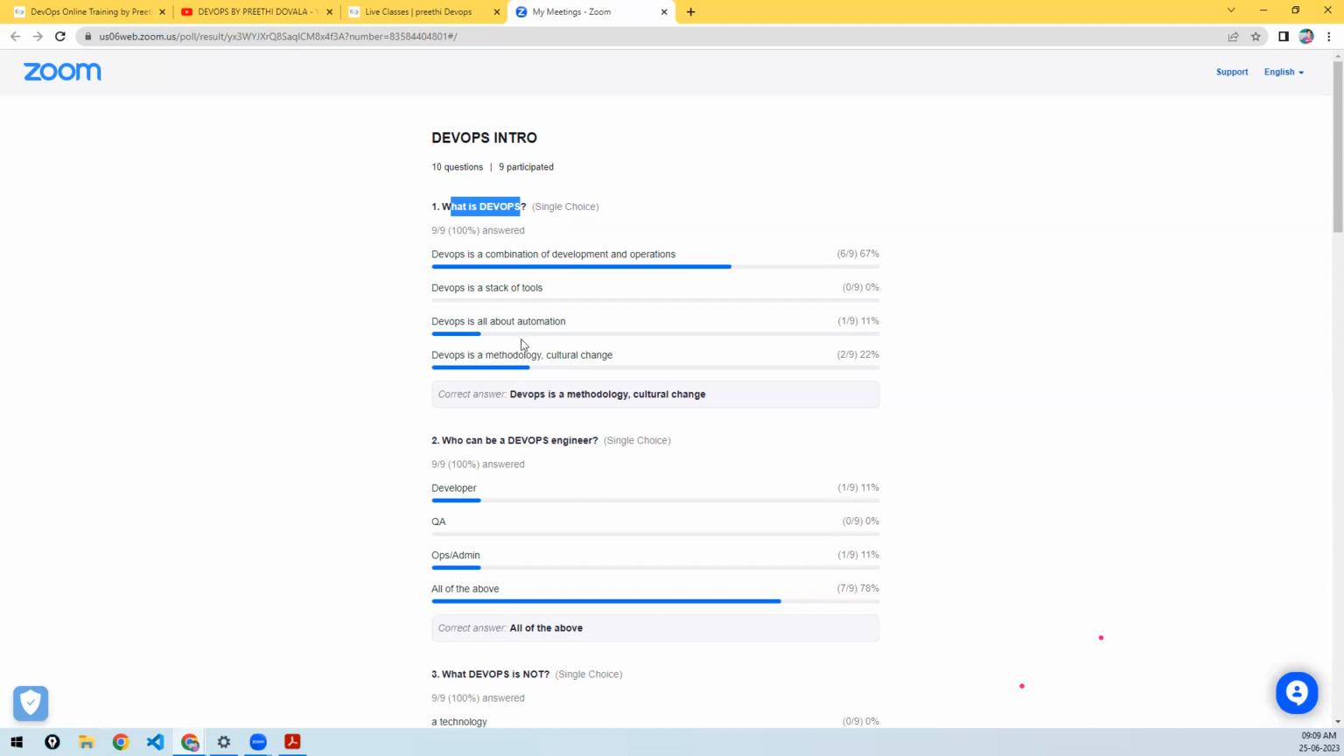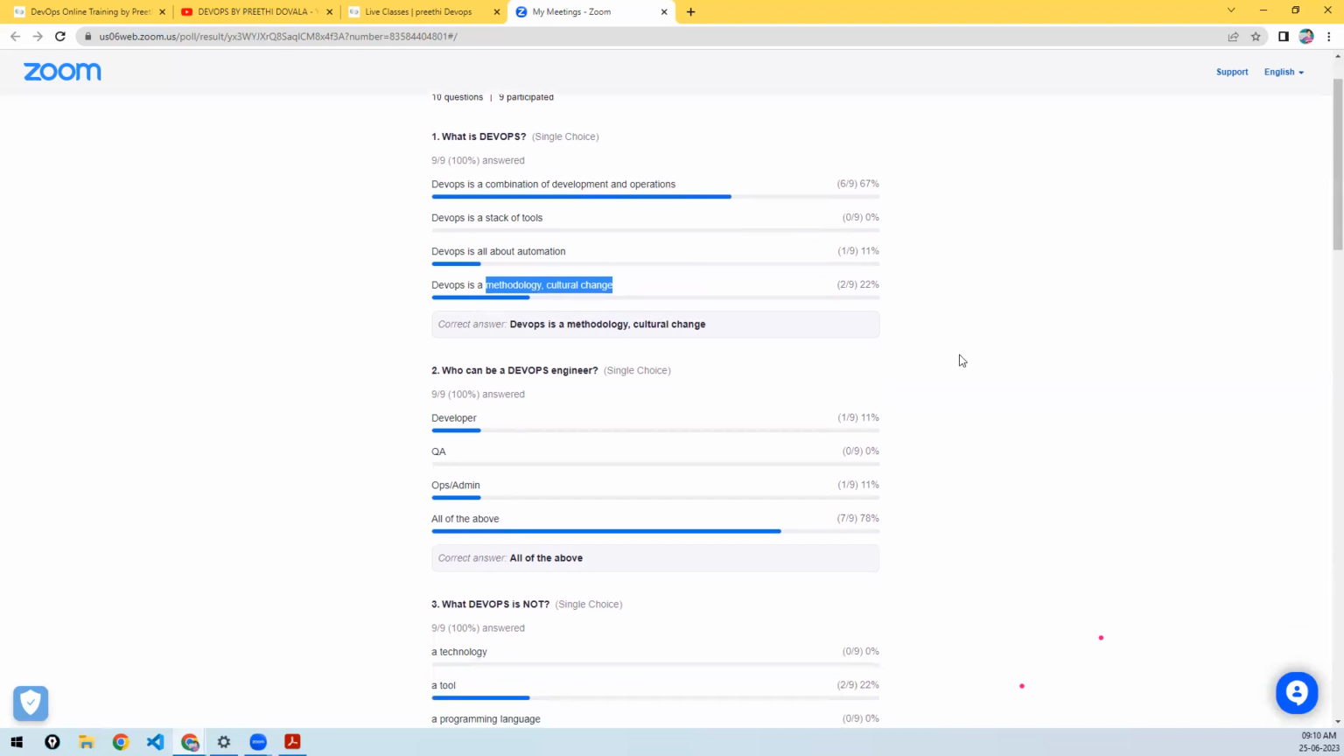What is DevOps? See, DevOps is a methodology, a cultural change. It's not a combination of development and operations. Okay, the term is a combination of dev and ops, but DevOps is not something where someone writes the code and does the deployment. No, it's a methodology. It's a cultural change. I told you, right? It is a never-ending continuous process.